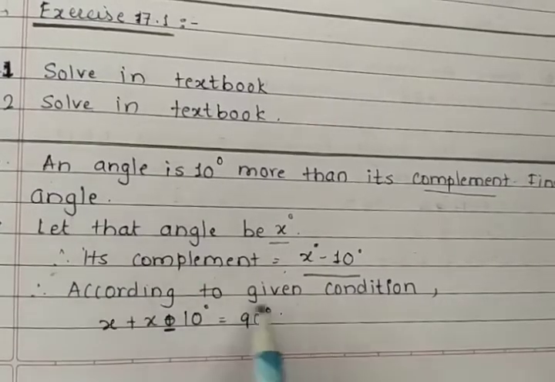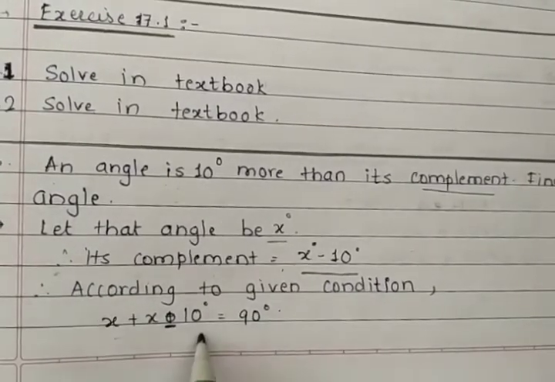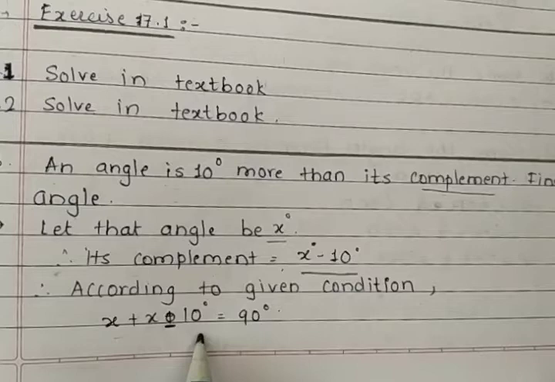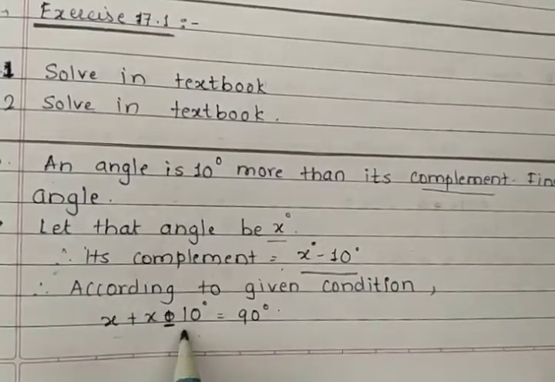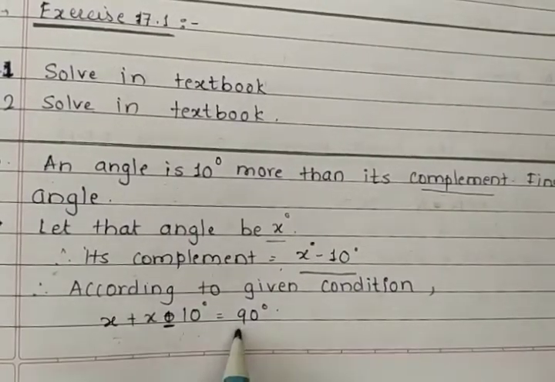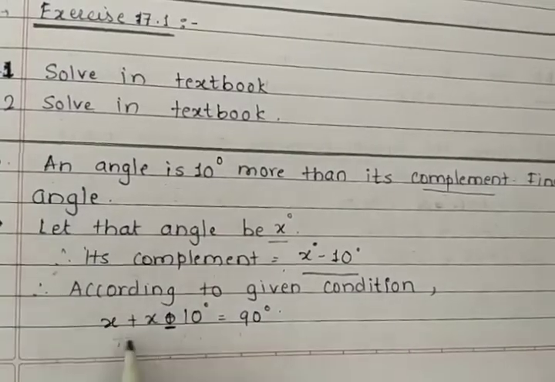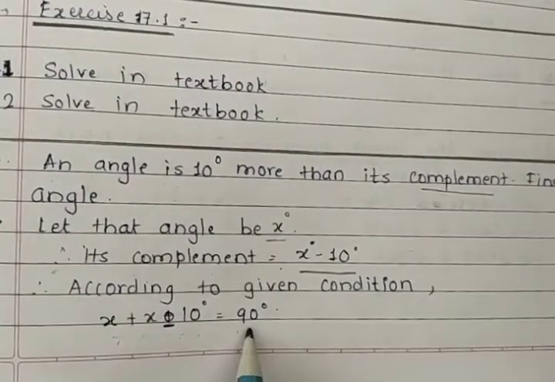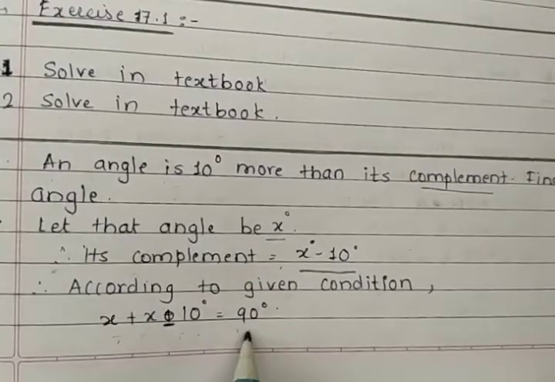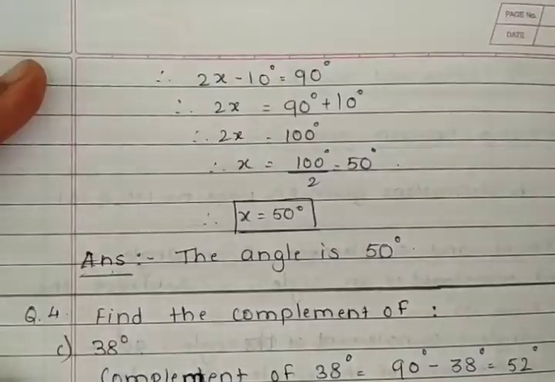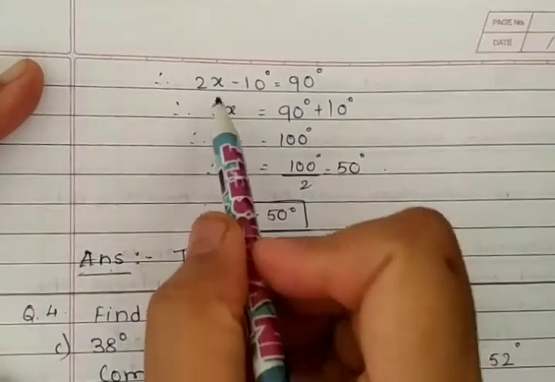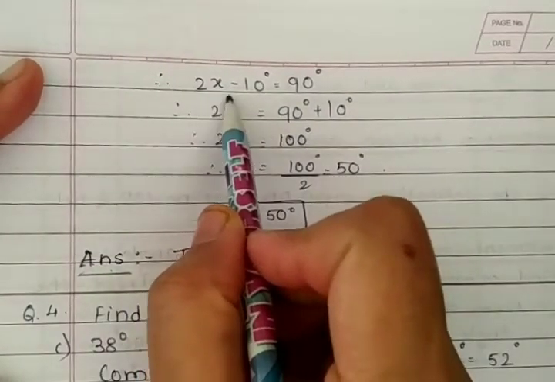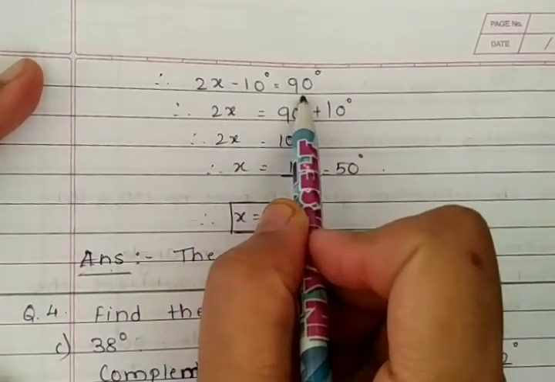So according to the given condition, we'll frame an equation. So what will be our equation? These are complementary angles, so we'll add these two angles. So the addition of these two will be 90 degrees, right? So x plus its complement, that is x minus 10, is equal to 90 degrees. This will be our equation and we'll solve this equation now. So see here, x plus x means 2x. 2x minus 10 is equal to 90 degrees, right?